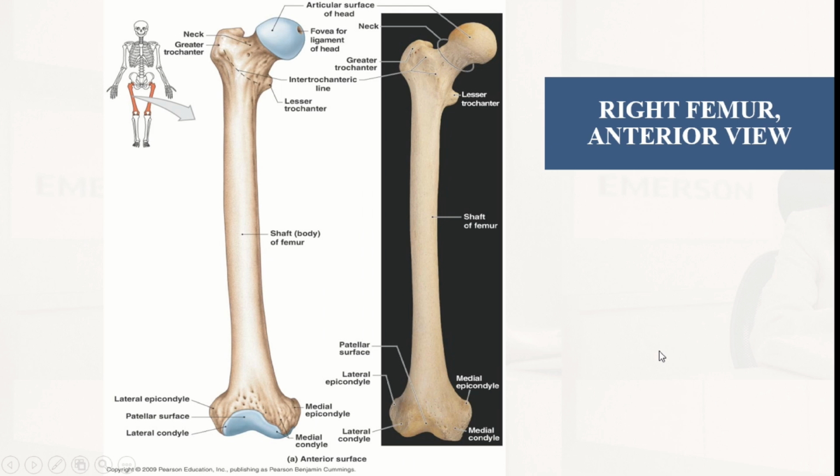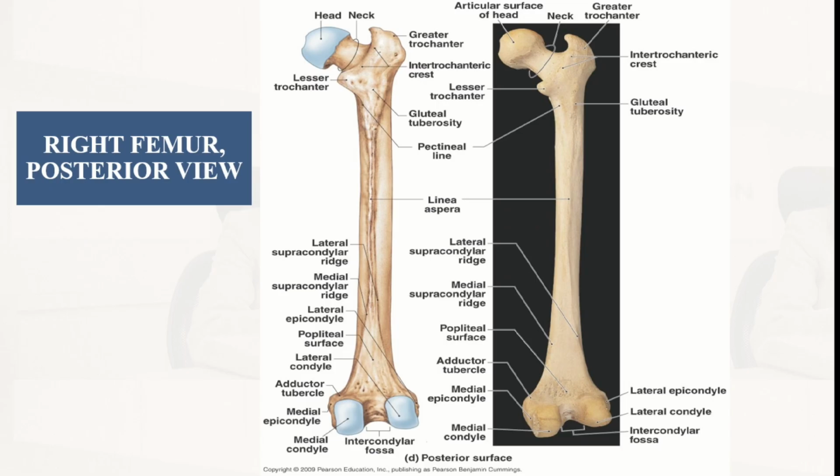So this is the anterior view. You can pause and go through. Then this is the posterior view. You can also pause and go through. Remember, you might be asked to draw a long bone, so it's very important that you at least have ideas on how the long bones look.